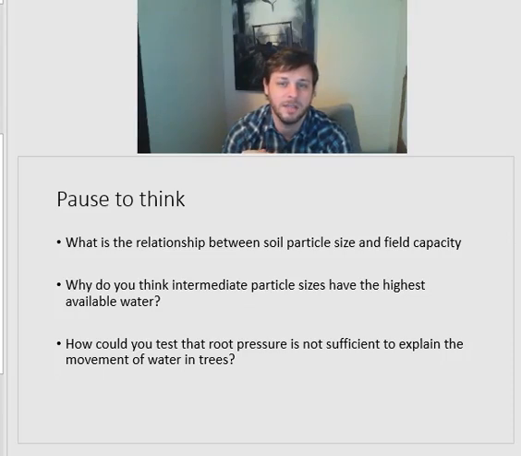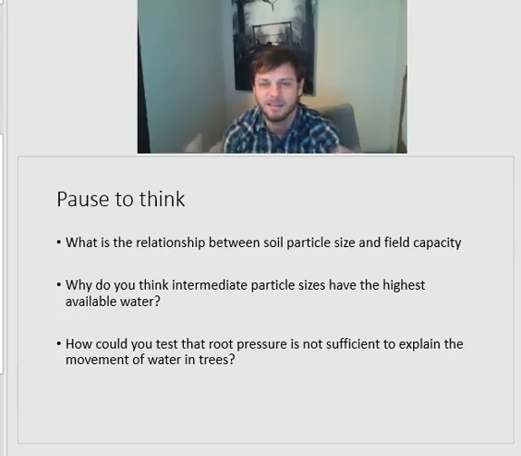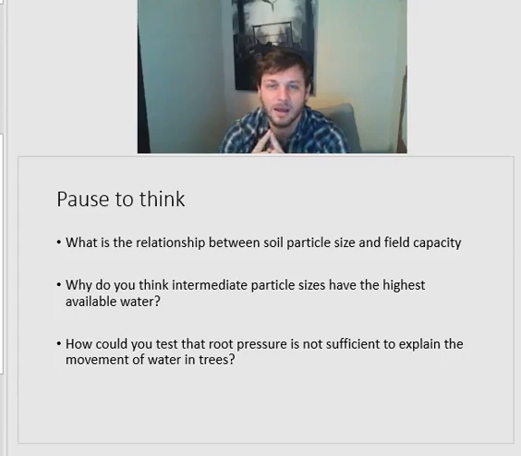Why do you think the intermediate particle size has the highest available water? We talked about that. And then how could you test that root pressure is not sufficient to explain the movement of water in trees? Just think about this. What type of experiment could you set up to test if root pressure could explain all the movement of water in a tree?